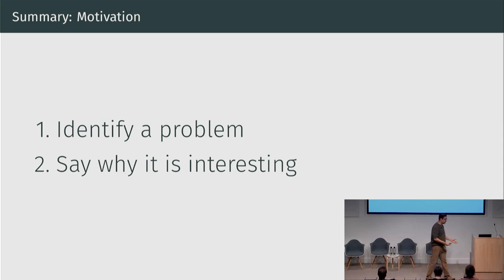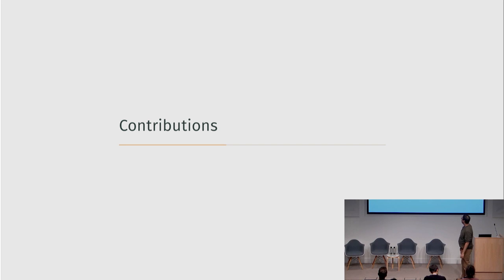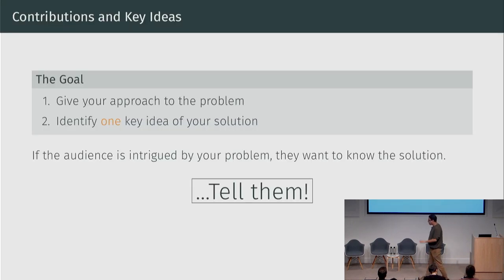Okay, so now you've motivated your talk, and you've convinced your audience that there is a problem that they have to know the answer to, or they'll be irritated with you. And you have to explain what you did. And what you want to do is you want to give an overview of what you did, so that the audience understands the landscape of your solution, and then you want to identify one particular key idea that you're going to go into more detail with.